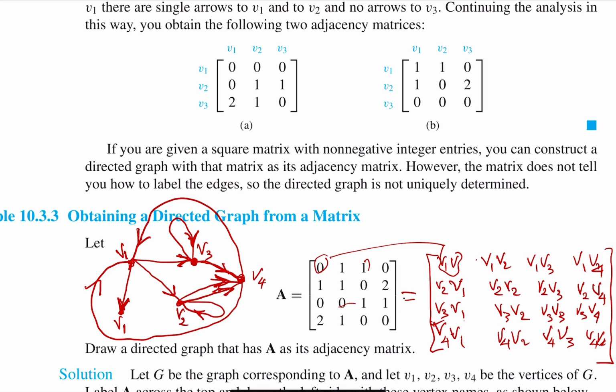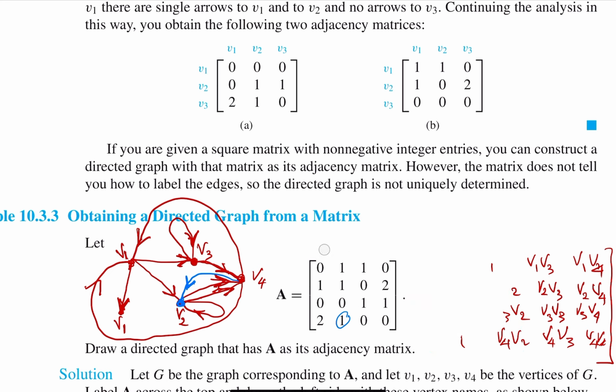The one we can just draw like this, or in the middle, it doesn't matter. So we can draw it like this, okay? Here we can draw it like this because here we have V4 to V2, we have 1 here. Now the rest is 0. The rest just leave it like that. So that's how the directed graph looks.